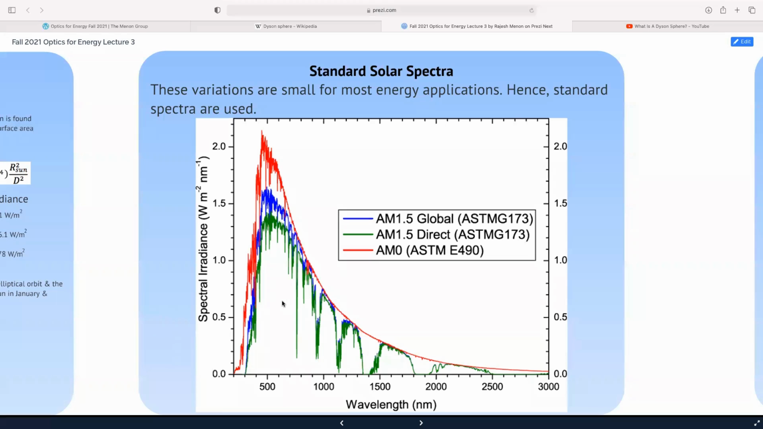That's shown in the red there. So of course it's high. After it passes through the atmosphere, you lose some of the light. So that's what you see in the blue. Global refers to scattered light plus direct light. Of course, the atmosphere will scatter some of the light. Not everything passes straight through, right? Otherwise, the sky won't be blue. We'll come back to that. And AM 1.5 direct means whatever is coming direct.